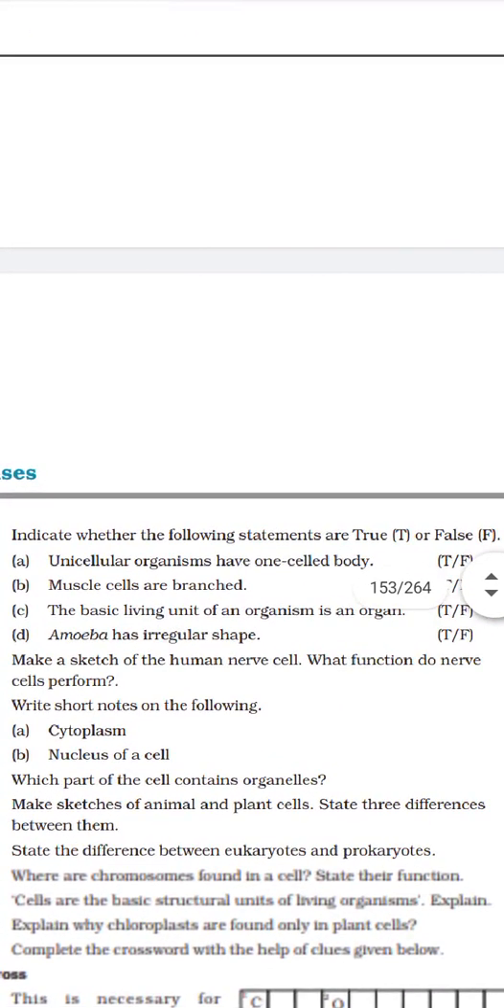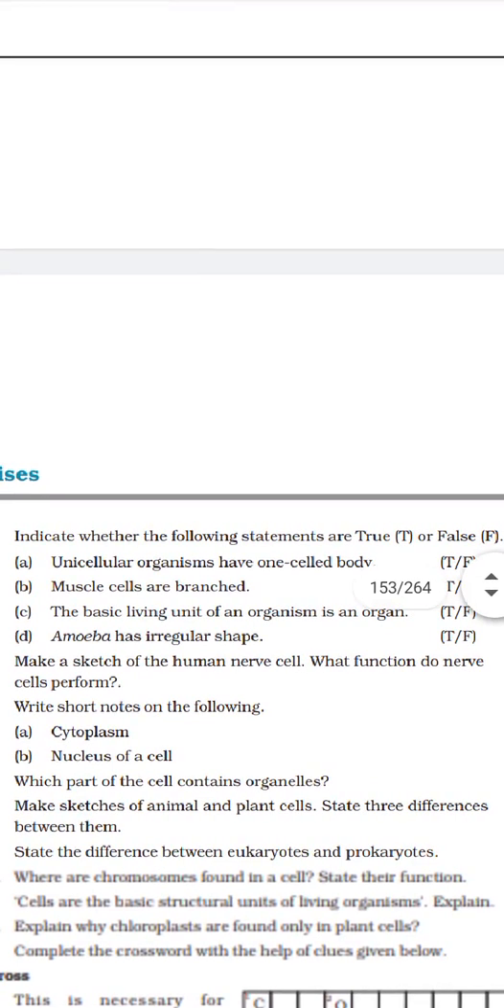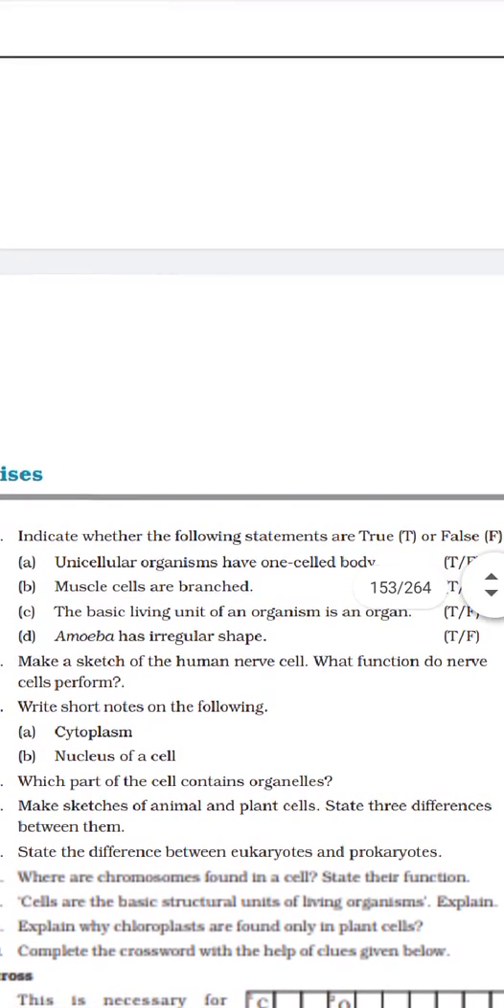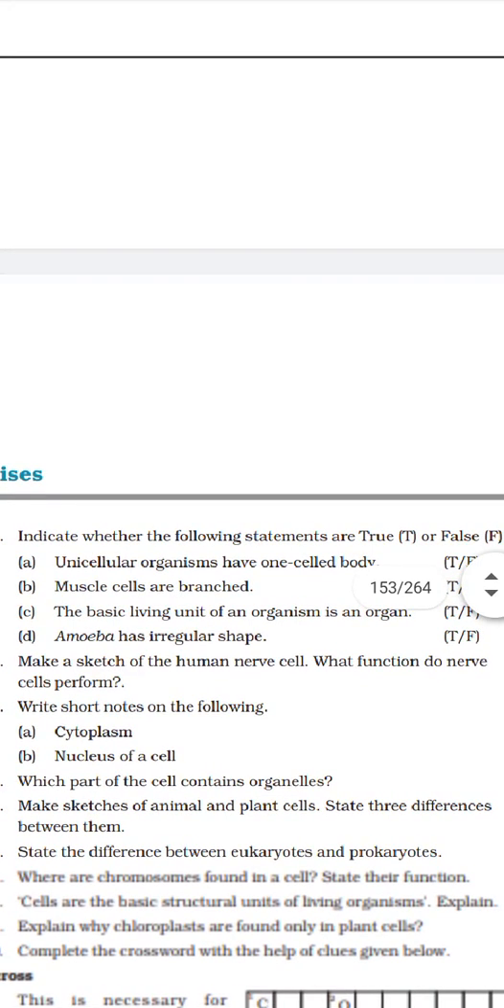Unicellular organisms means having a one-celled body, that is right. Muscle cells are not branched. The basic living unit of an organism is the cell. Amoeba has irregular shape, that is true. Human nerve cell transmits message from one part of the body to the brain.